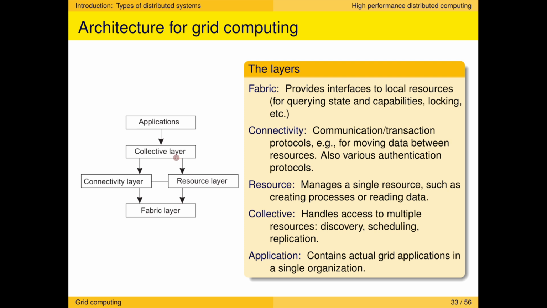The collective layer now benefits from the authentication coming from the connectivity layer and also the communication protocols coming from there, and also the resource management from the resource layer. But remember, we need multiple resources. So the resource layer was handling a single resource for each resource, whereas the collective layer is a combination of them. So it handles multiple resources and also provides services like, you want to discover what resources are available and where. So discovery of them, scheduling of the resources to the processors, if necessary, the replication of the resources, and so on. And the applications are communicating only with the collective layer. So the application contains the real grid applications for a single organization. And the lower layers are providing service to the collective layer.